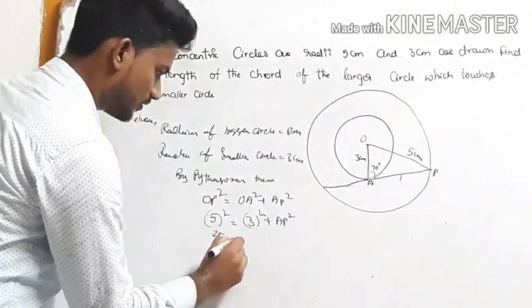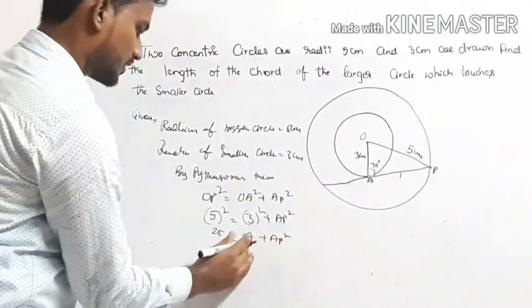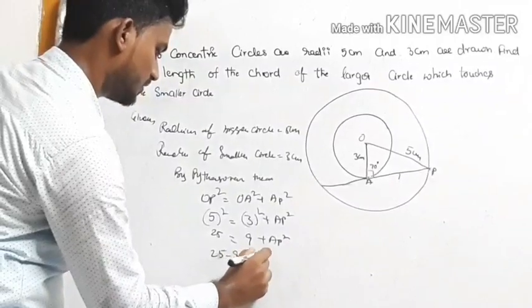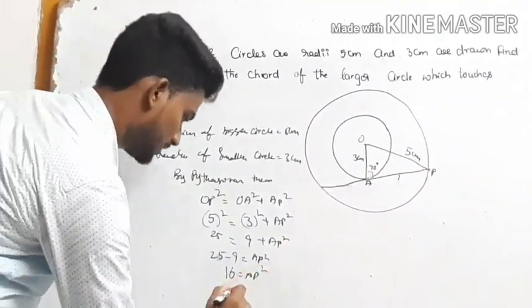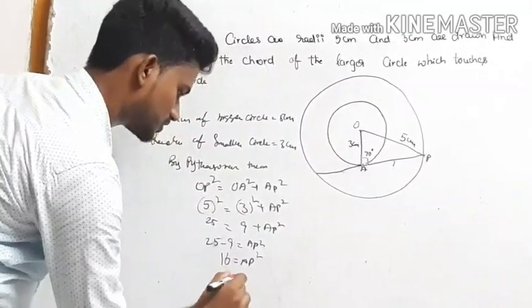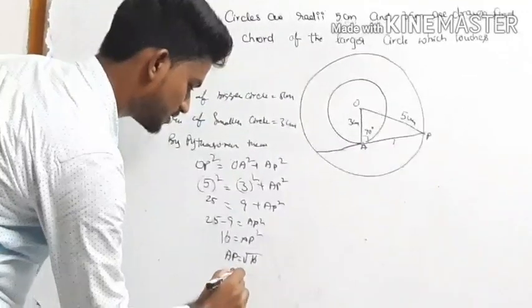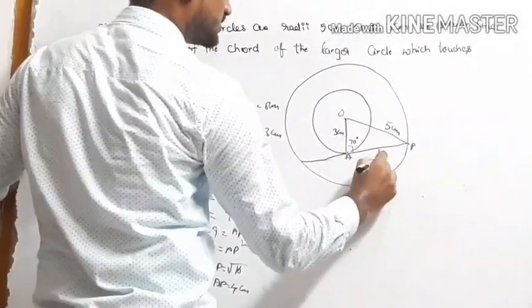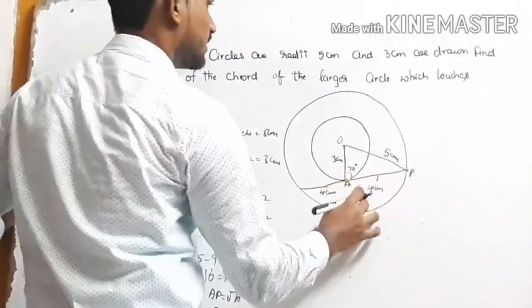This is 25. 3 squared is 9, plus AP squared. 9 goes to this side: 25 minus 9 equals AP squared. This is 16, so AP squared equals 16. The square goes to the other side and becomes root 16, which is 4 centimeters. AP is 4 centimeters, and this other part is also 4 centimeters. These both are the same.